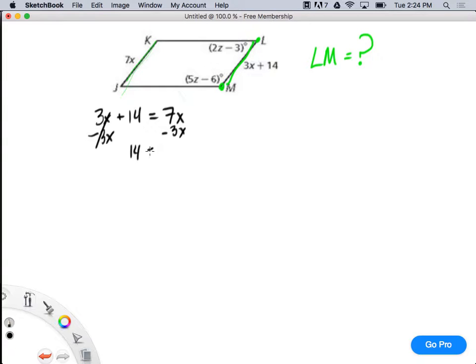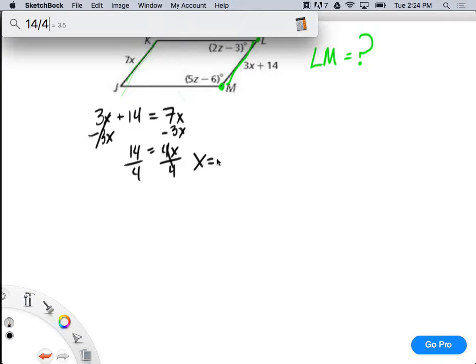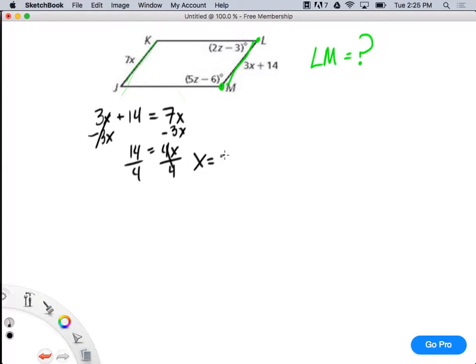Subtract 3x, I get 14 equals 4x, and then I divide by 4. And I would get x equals 14 divided by 4, which is 3.5. Cool? And then if I want to get that side length, I can just plug it back in here because I know they're both the same, right? So the length is 7 times 3.5, which would be 24.5. Cool? Does that make sense? So that's how I would solve for x.